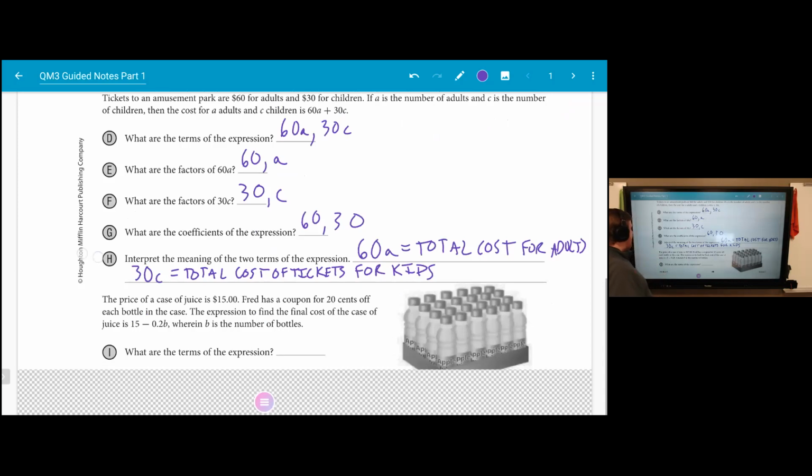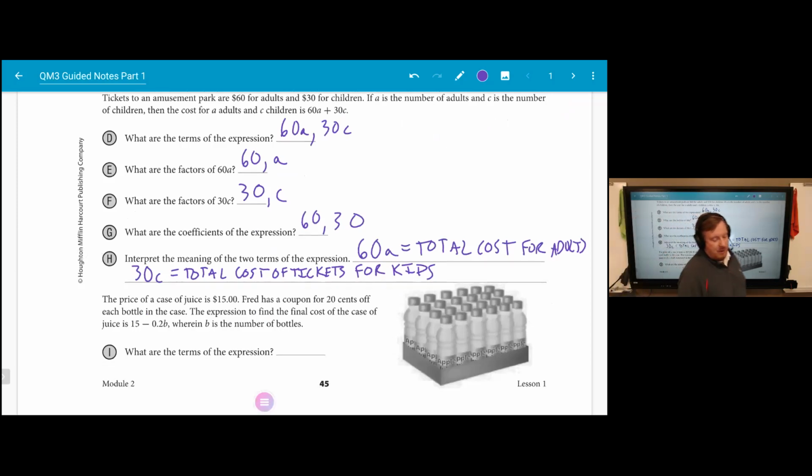The price of a case of juice is $15. Fred has a coupon for 20 cents off each bottle in the case. The expression to find the final cost of the case of juice is 15 minus 2/10 times B, where B is the number of bottles. What are the terms? If I rewrote this as an addition, this would be 15 plus negative 2/10 B. I've got 15 and negative 2/10 B.